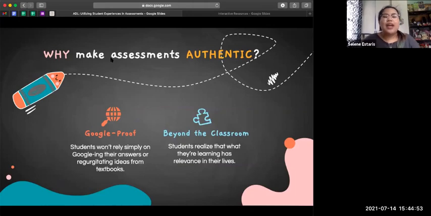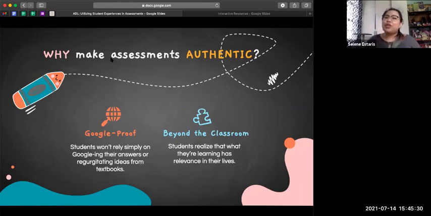Now, why is it that assessments need to be authentic now more than ever? I know that before we even switched up to online classes, a lot of us have been hearing this buzzword a lot when it comes to assessments. And I'm sure that a lot of our department chairpersons, our heads have been asking us to make our assessments more authentic. But why make them authentic? First reason, especially now that we are doing mostly online classes or distance learning or remote learning for most of us, it's Google proof.